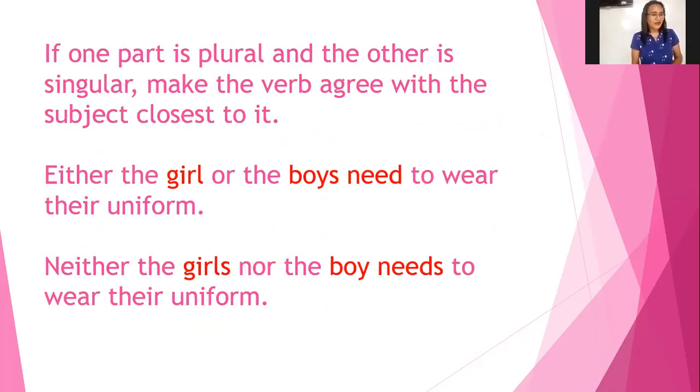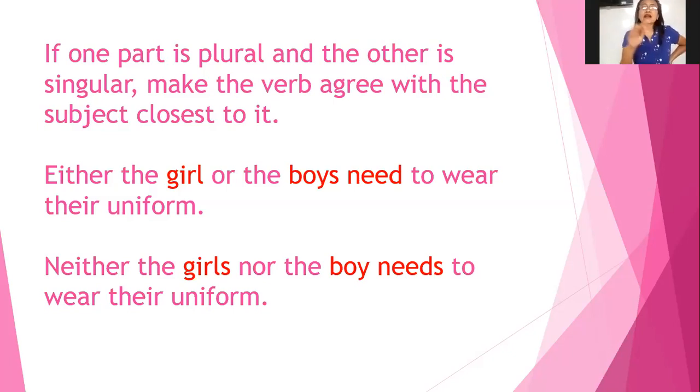Okay, sorry. What is the subject? Let's look at it. Either the girl or the boys. Okay, look here. The girl is singular, but boys are plural. So the rule: need plural or needs singular. The rule says make the verb agree with the subject closest to it. Okay, so make the verb agree to the subject closest to it.